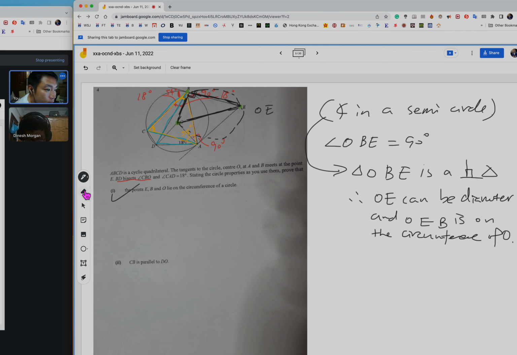CB is parallel to DO. Let me use red color. CB here, parallel to DO, this one. So you need to prove some angles. This one is 36. If you can prove that this is 180 minus 36, so 180 minus 36 is 144. If you can prove that, that's 144. I can prove this is 54 minus the 36, because this is 54. Yeah, sorry.